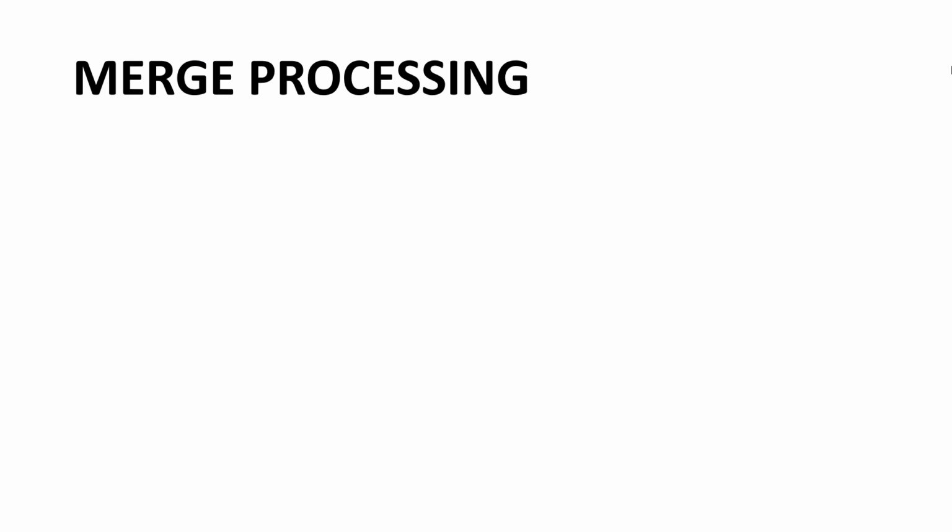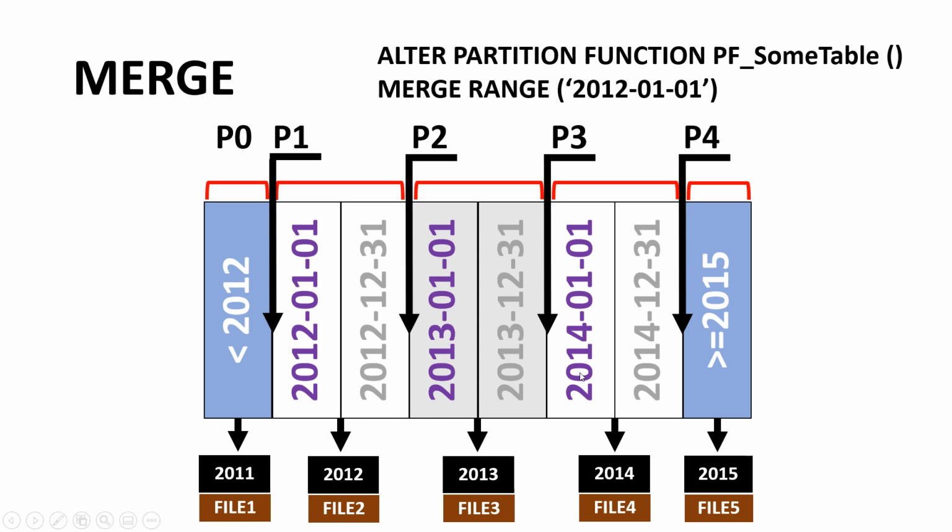I have to move my window around a little bit. Okay, the opposite of split is merge. Merge is a way to get rid of a partition. It's alter partition function, just like the other syntax. Merge range, and then some boundary points. You're telling SQL Server, get rid of the data that is in the partition where this boundary point exists. What does it do first? It identifies the boundary, the partition, in this case, partition 1.